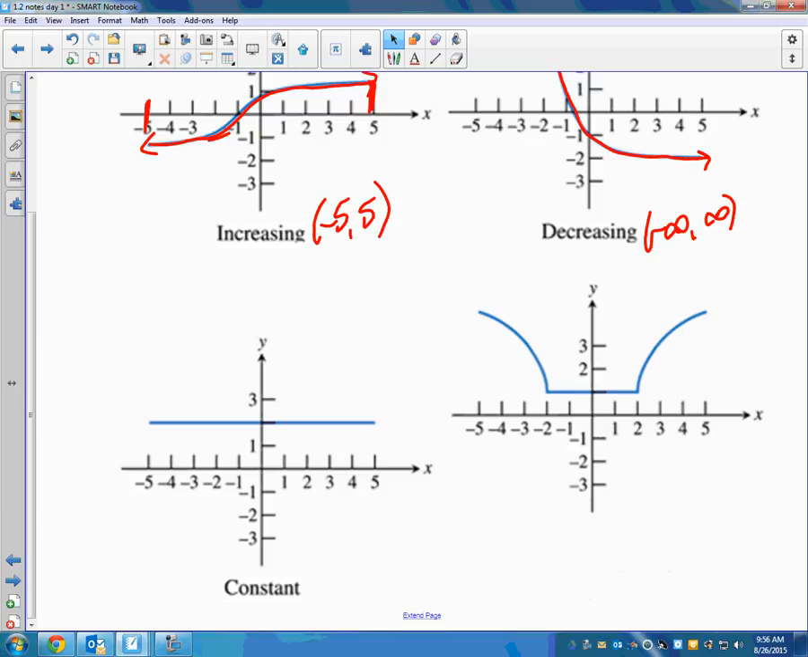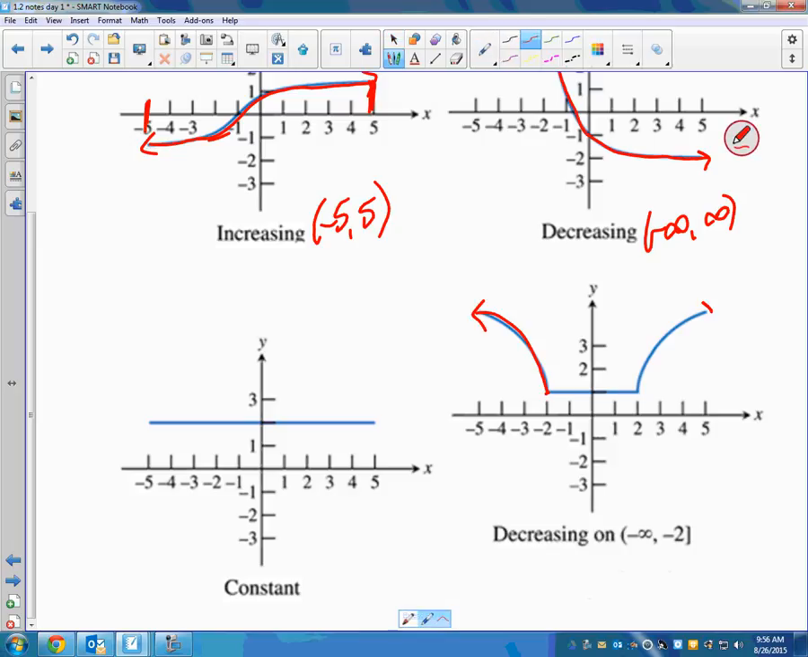And so this is a really cool graph here. And we could say it's decreasing from here to here, right? So let's see how they wrote it. Yeah, they didn't put arrows here, but they're saying that this goes on forever. So it's decreasing from negative infinity to -2.